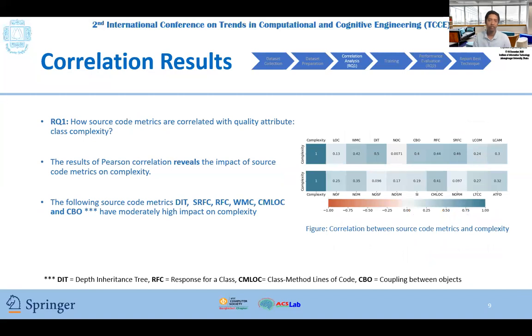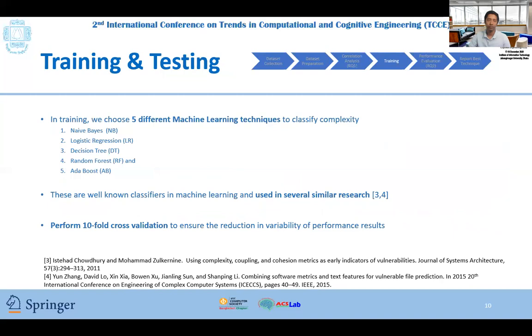To answer the first research question on correlation results, we apply Pearson correlation on our dataset and it reveals some source code metrics have high impact. On the right side, you can see DIT, depth of inheritance tree, RFC, response for class, and CMLOG, class method lines of code, have high impact on source code complexity. So these are the features that we can select for a machine learning classifier.